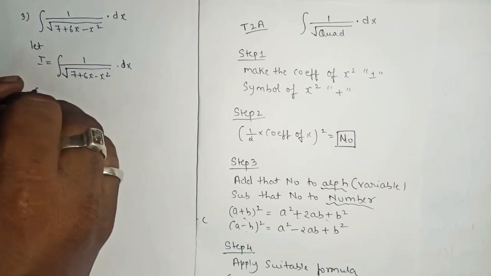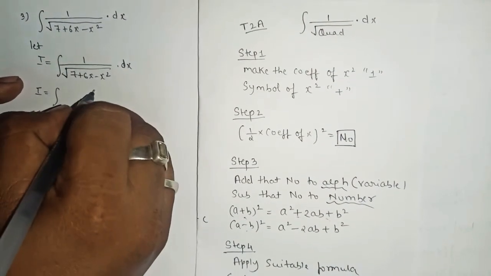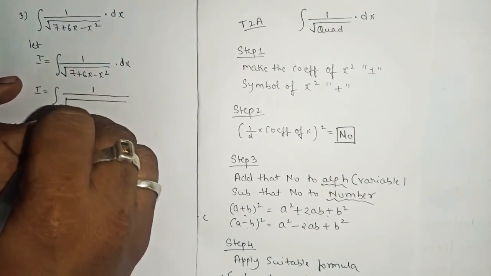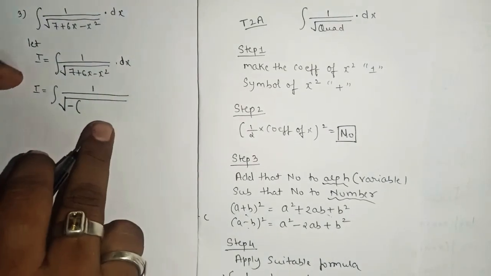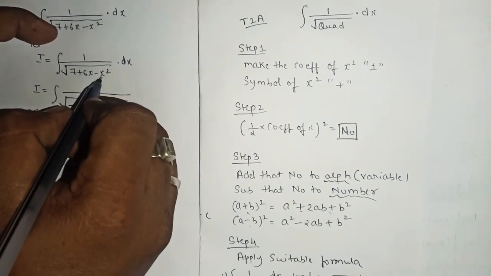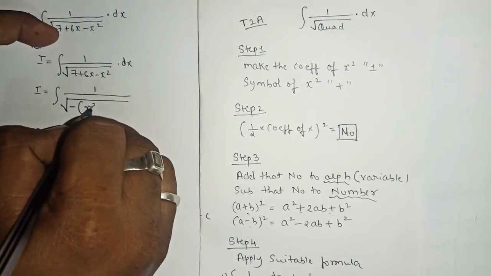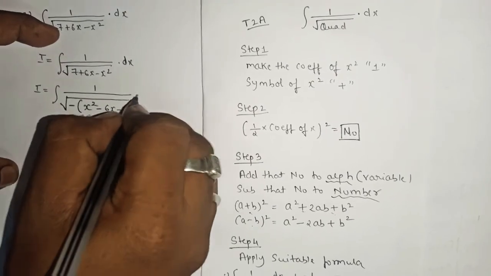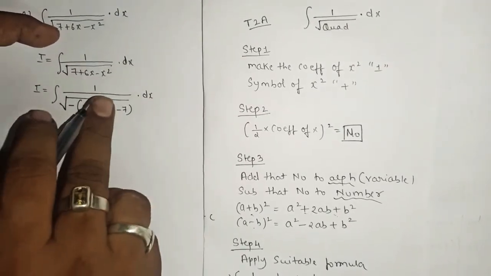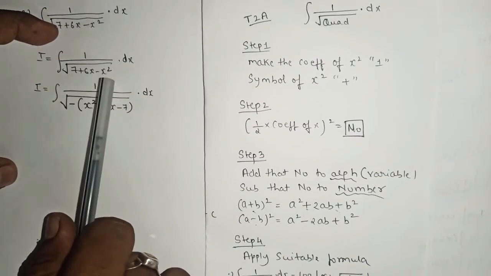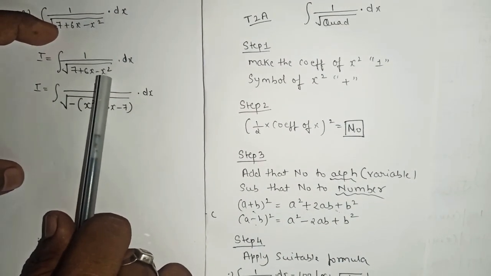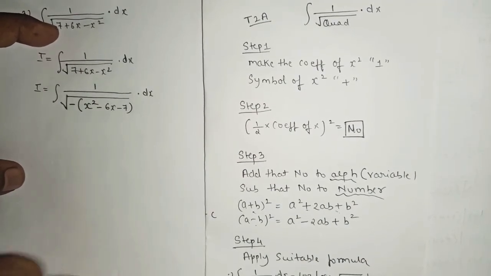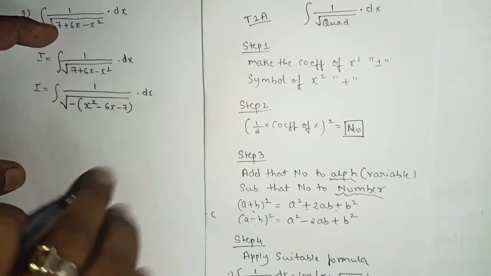So the next step will be what? We have to make the symbol of x square positive. Simply, you will take minus common. So the negative term inside the bracket will become positive, and the positive term will become negative. I hope you all understood this step. To make the symbol of x square positive, simply remove the minus, but see to it that you write that minus inside the root only. Don't bring this minus outside.